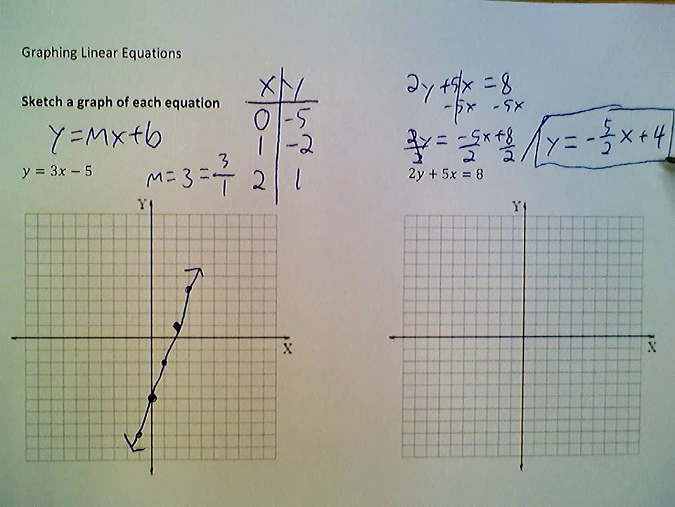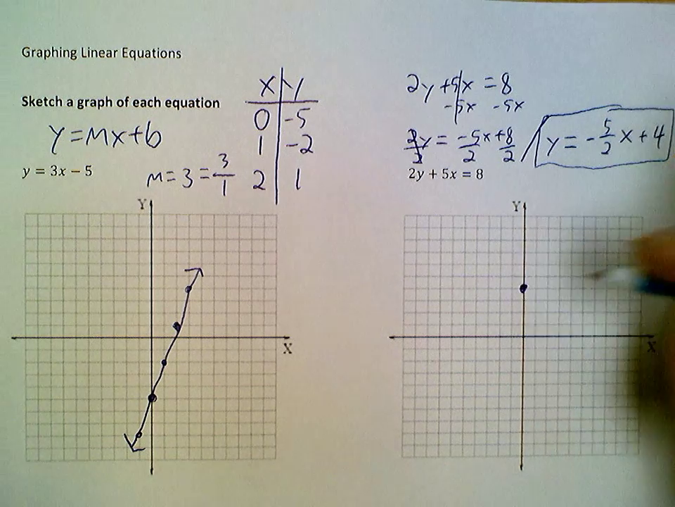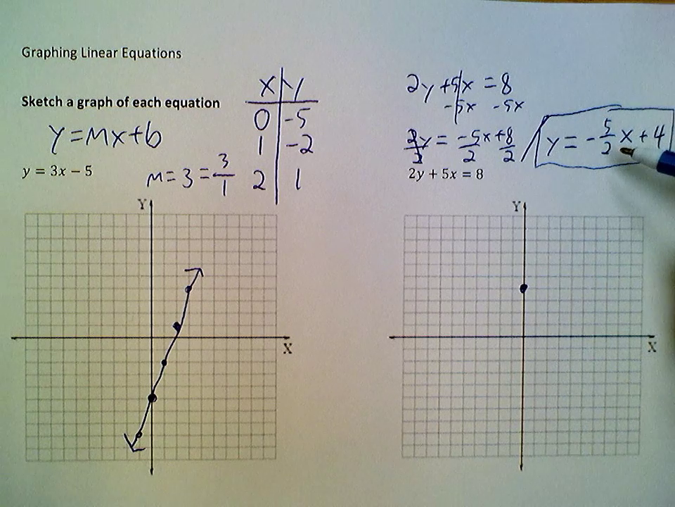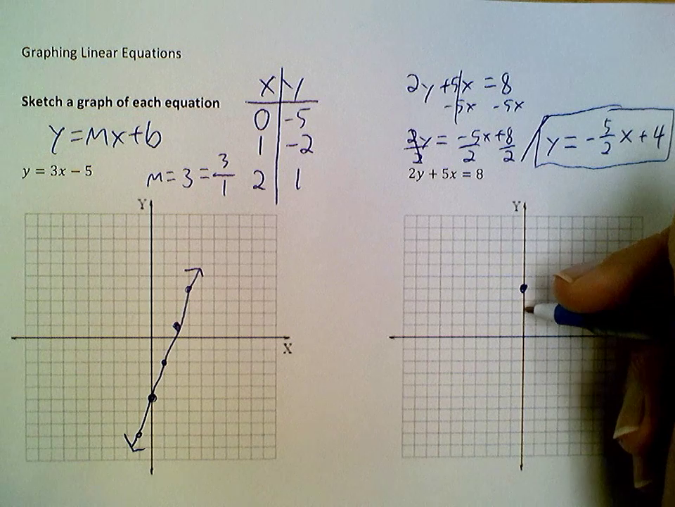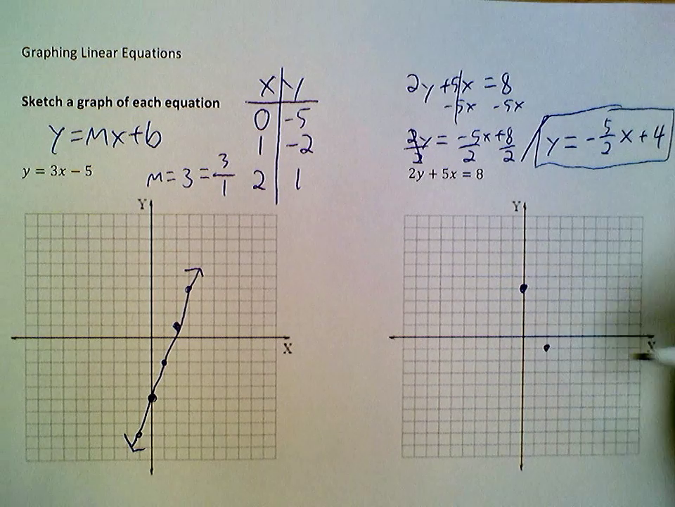So I'm going to start with my intercept, which is positive 4. So I'm going to go up 1, 2, 3, 4. Slope is negative 5 over 2. So that's rise over run again. So if it's negative, I'm going to go down and to the right. So I'm going to go down 1, 2, 3, 4, 5 over 2 spaces from my intercept.